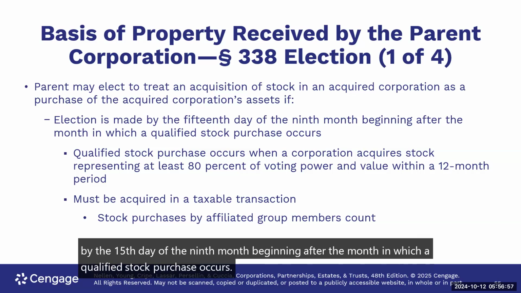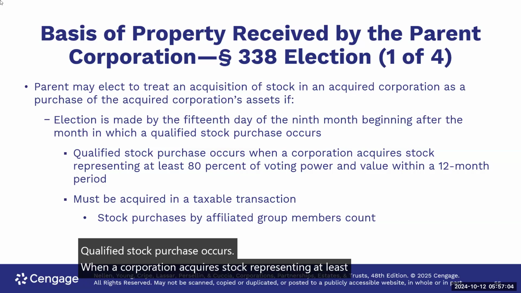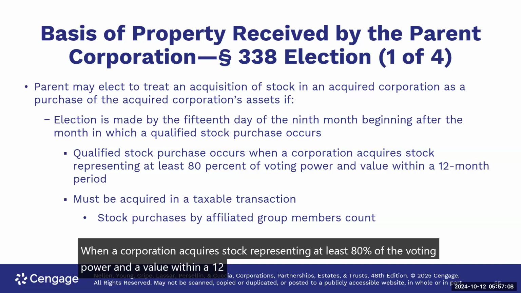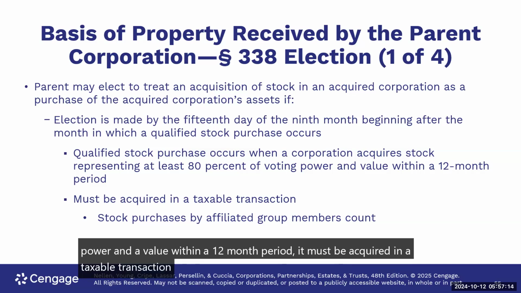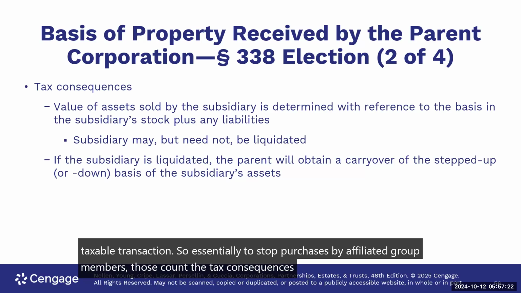A qualified stock purchase occurs when a corporation acquires stock representing at least 80% of the voting power and value within a 12-month period. It must be acquired in a taxable transaction. Essentially, stock purchases by affiliated group members count. The tax consequences, obviously, are one of the most important things to consider.